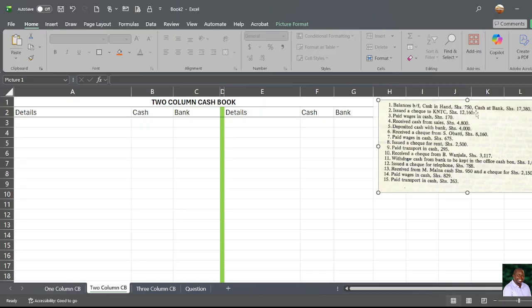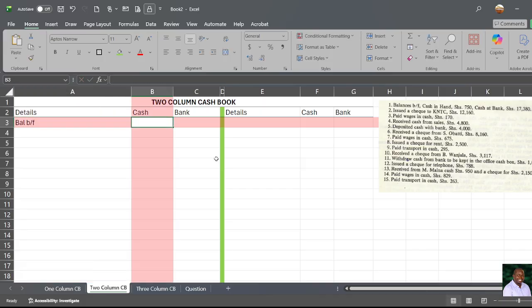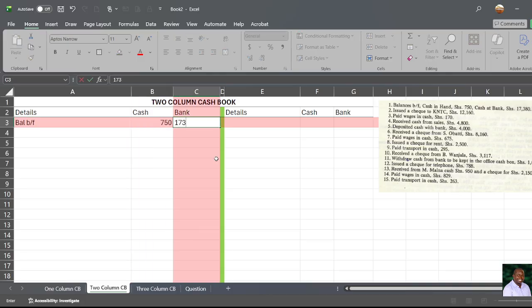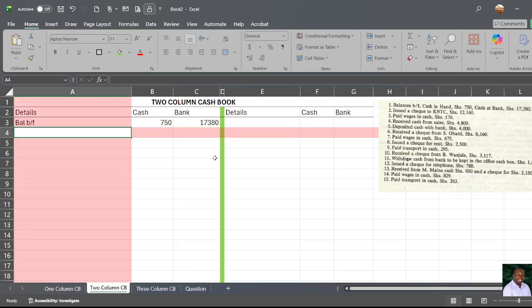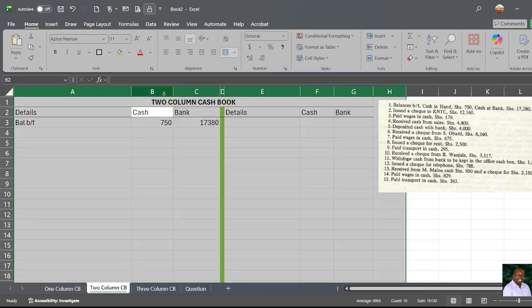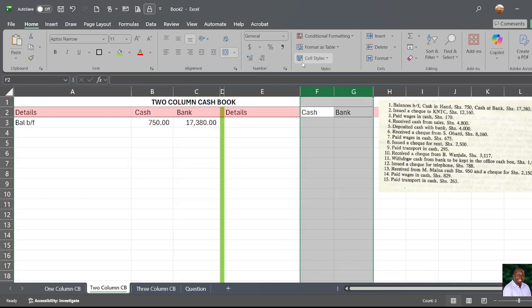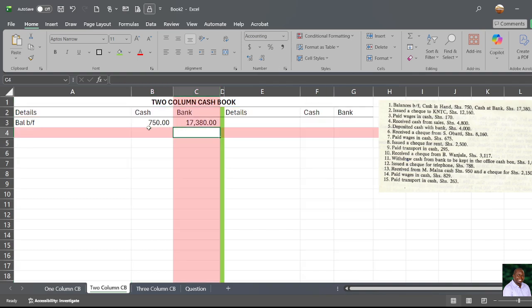Cash in hand is 750 and cash at bank is 17,380. So when we start over here, we have our balance brought forward. For cash it is 750. For the bank it is 17,380. So let me have this done well so that we have those figures there. So that is what we are.